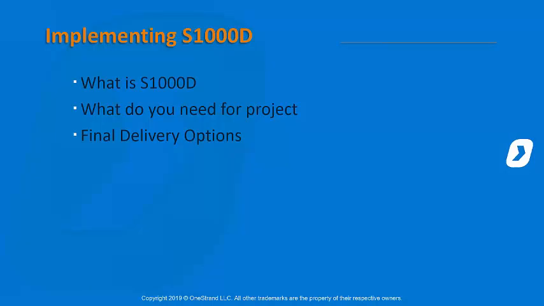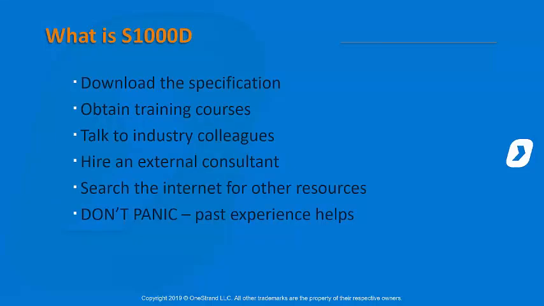Okay. So we're going to cover in this multi-part series of sessions 3 core areas. The first is, what is S1000D? Then we're going to look at what you need for that project, and then we're going to have a bit of a discussion about what the final deliverable options are, so that people can see where all of this ends up being.